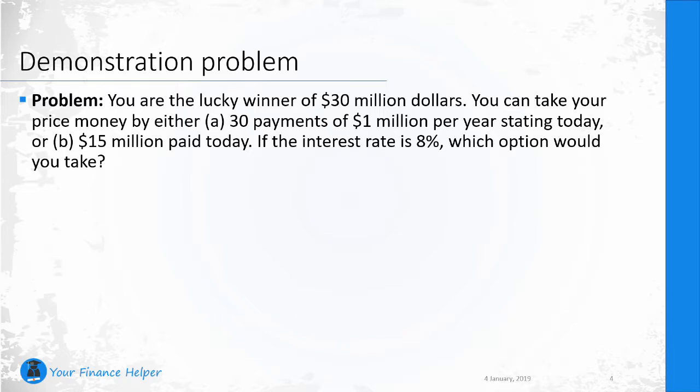Imagine that you are the lucky winner of $30 million. You can take your prize money by either 30 payments of $1 million per year starting today, or $50 million paid today. If the interest rate is 8%, which option would you take? Let's look at the solution.